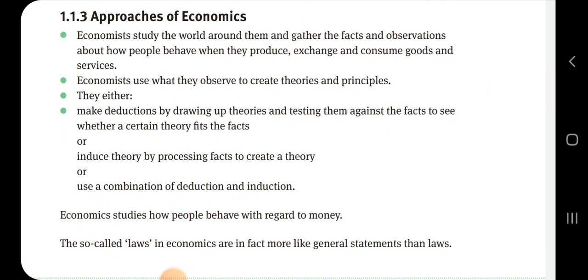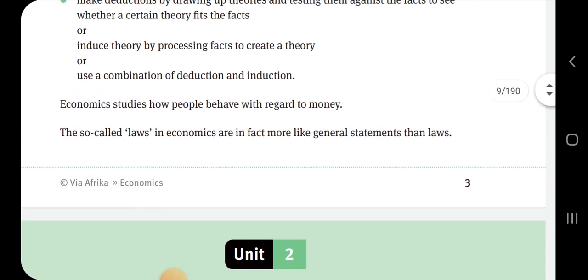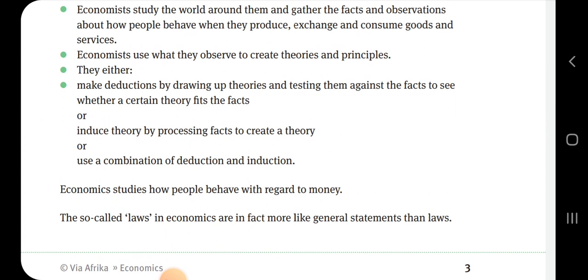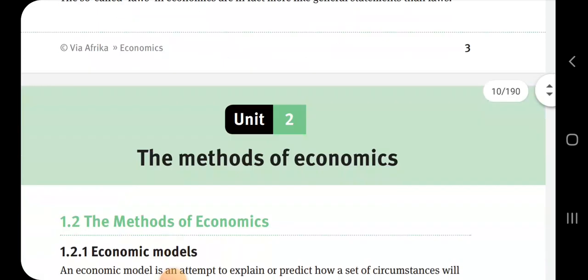So the approach of economics: economists study the world around them and gather facts and observations about how people behave when they produce, exchange, and consume goods and services. Economists use what they observe to create theories and principles. They make deductions by drawing up theories and testing them against the facts to see whether the theory fits the facts. So if there is something that people believe, economists will test it to see if it's true. Economics studies how people behave with regards to money.